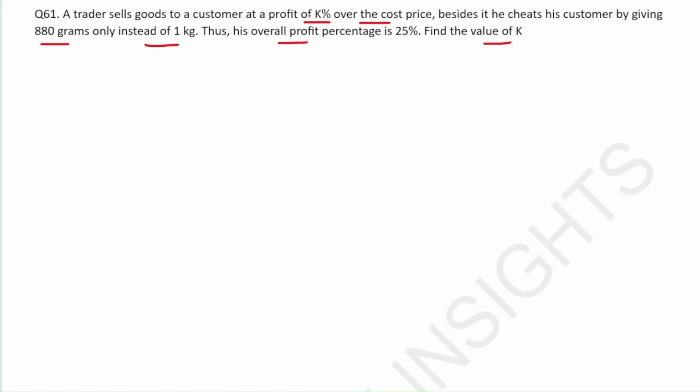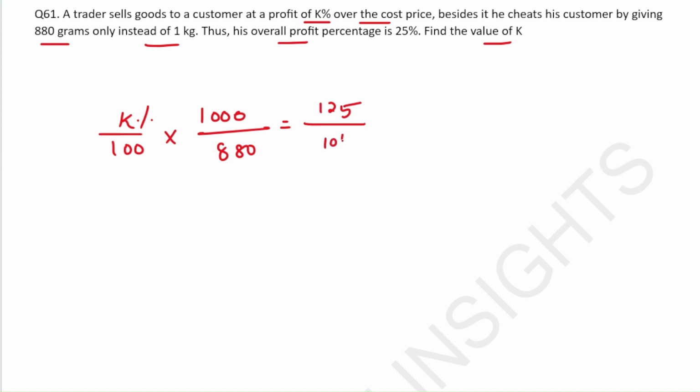So in this question, the trader sells goods to a customer at a profit of K% over the cost price. So if the cost price is 100, then the profit is K%, which we don't know. Now, he cheats his customer by giving 880 grams instead of 1 kg. So instead of 1 kg, the trader sells 880 grams, right? After this, he gets an overall profit percentage. That means he is getting 125% by 100.